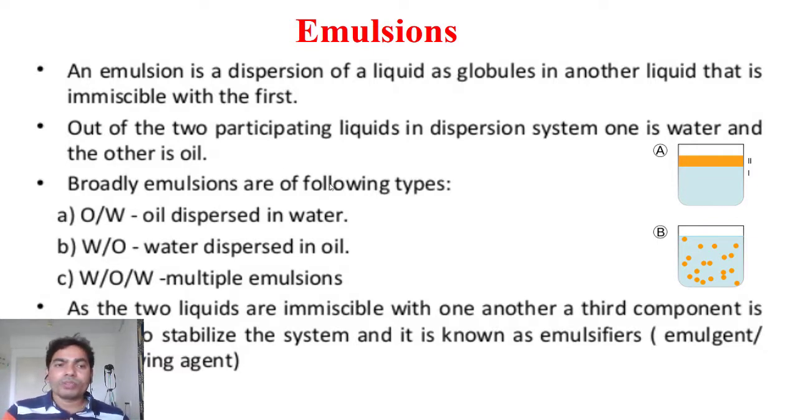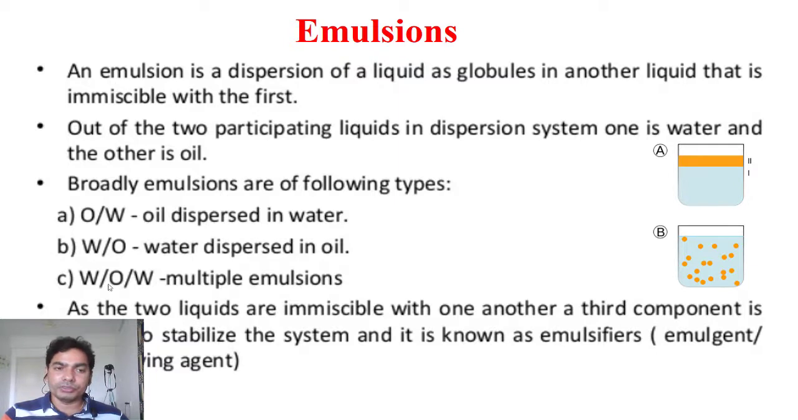These emulsions may be oil in water. Oil dispersed in water means the water content is higher as compared to the oil, right? The second one is water in oil, where the oil content is higher than water. Means if you take 5 liters of oil and take 100 ml of water and disperse it, this is called water in oil. The oil percentage is bigger, right? And the third one is the multiple emulsion, water, oil, water.